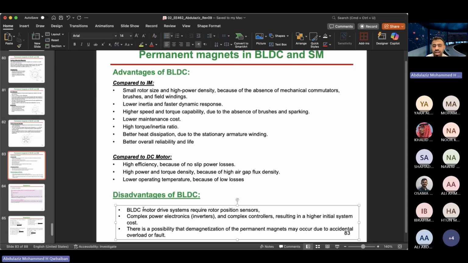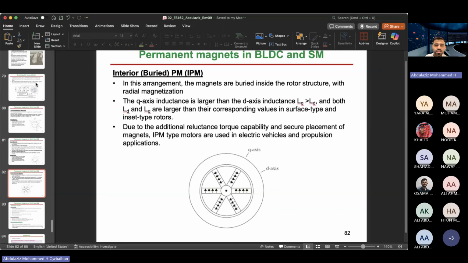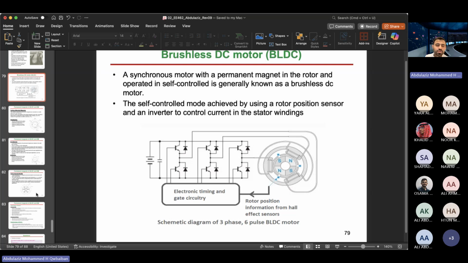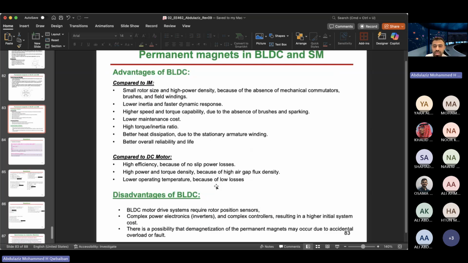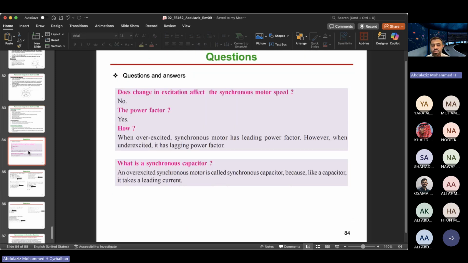Disadvantages of brushless DC: the drive system requires a position sensor, so that's an additional cost. If you remember the brushless DC here, we had sensors here. Those sensors would add a cost. Also, we need power electronics, an inverter and control system. This would increase the cost of the system. And demagnetization of the permanent magnet is also not a favorable thing. So with that, we're done with the synchronous machine.